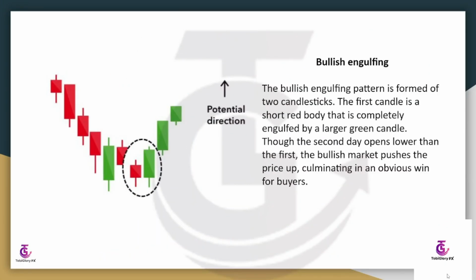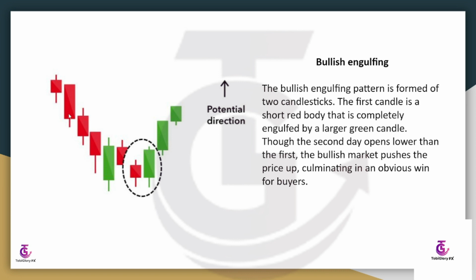Bullish engulfing. The bullish engulfing pattern is formed of two candlesticks. The first candle is a short red body that is completely engulfed by a larger green candle. Now let me talk about this. Look at this candle information. We have this bearish candle and we have this bullish candle that engulfs this. What do I mean by engulf? It surpasses this, it breaks above this, it grows above this, it engulfs this.